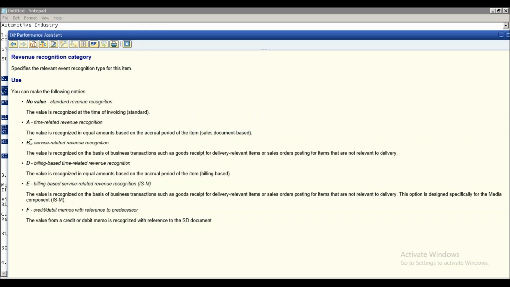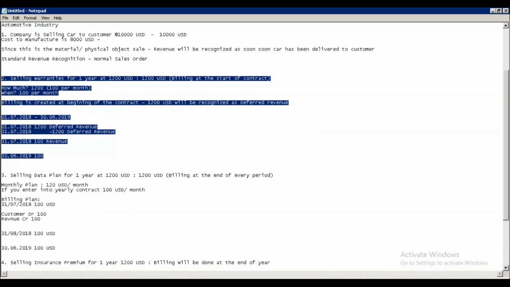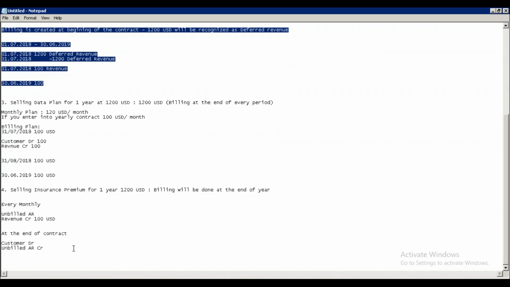Okay, so A and D are okay. Let's go to B. What is B? B is service related revenue recognition, which means it is not periodic. Whatever we have discussed till now, these are all periodic. We have still not discussed anything relevant to milestone billing, anything related to percentage completion and all, right? So apart from these normal 4 cases, there can be more cases.